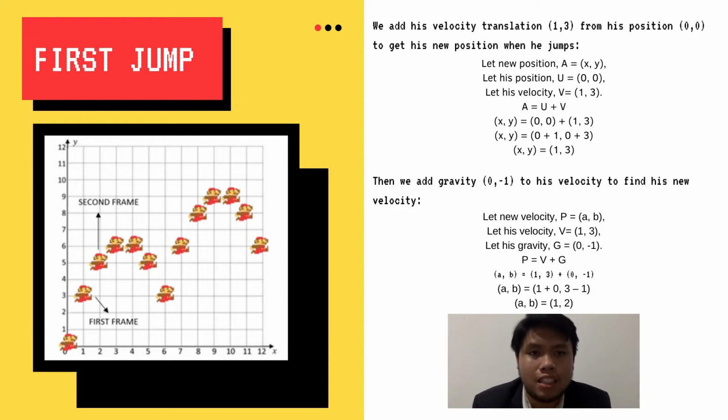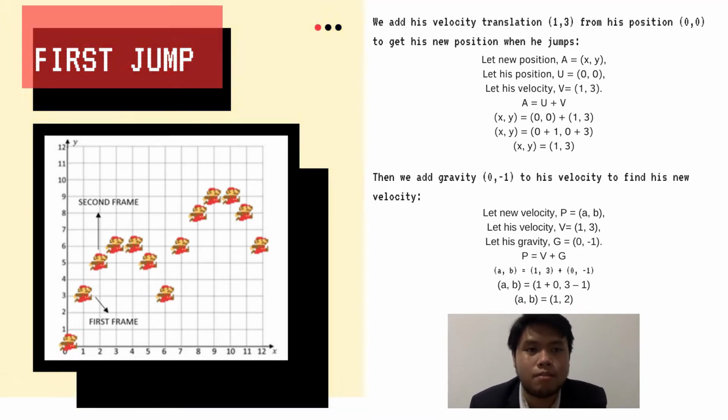So the calculation is we let his new velocity be p equals to ab, then we let his velocity be v equals to (1, 3) and the gravity (0, -1). To get his new velocity, we add the velocity with gravity, or you may refer to the bottom right slide on how the calculation did happen. In that case, we will get the new velocity (1, 2).